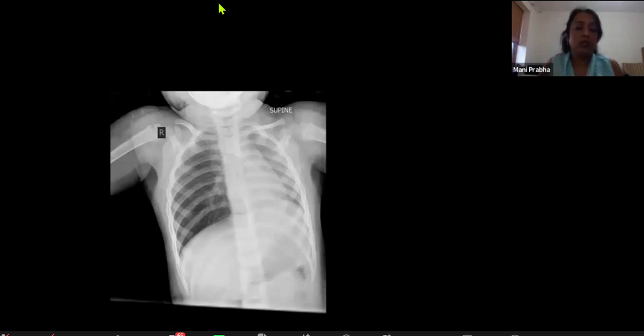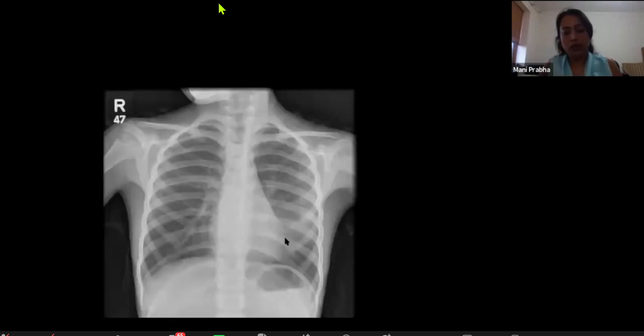This is probably projectional, which was looking like a radiopaque foreign body. It is projectional, I guess. The rib and the pulmonary artery are actually overlapping. That's why it's looking more dense.